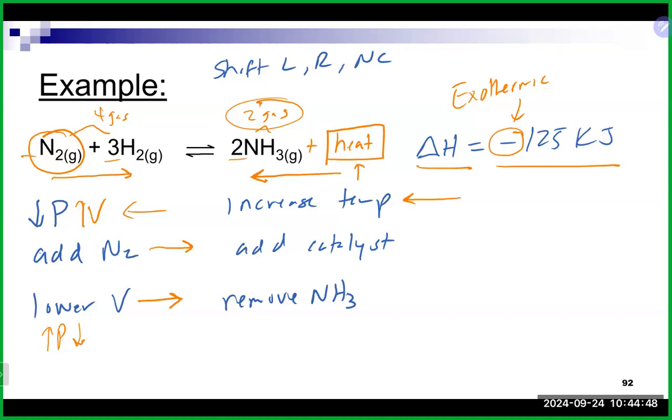Adding a catalyst will cause no change to occur, basically. Lastly, we're going to remove NH3, which is over here on our product side. When we remove NH3, we are essentially having now more reactants than products. Because of that, that will cause the reactants to start colliding and reacting and cause the forward direction to occur and cause it to shift towards the side we removed it from. Any questions on any of those there?